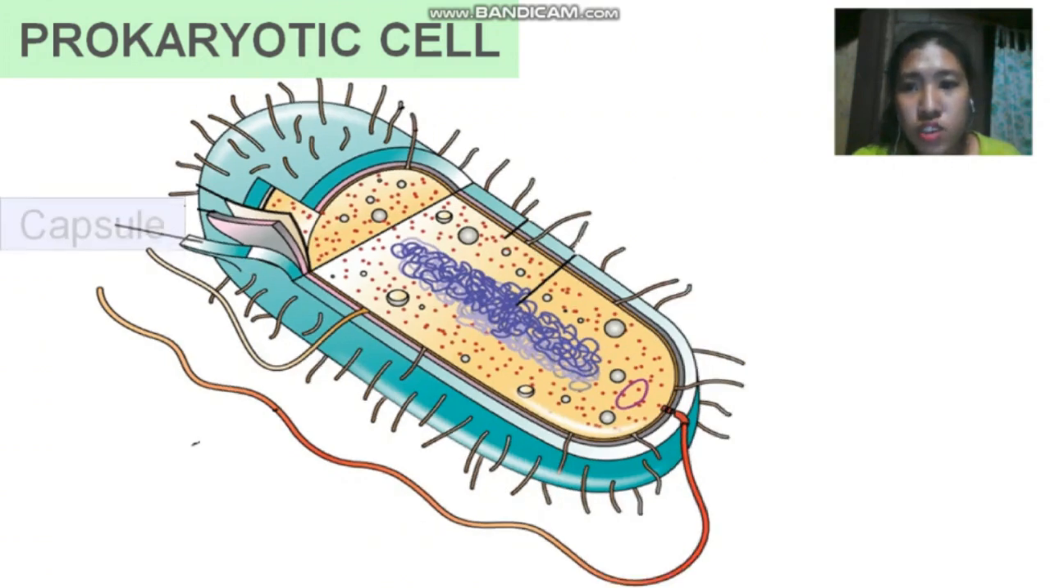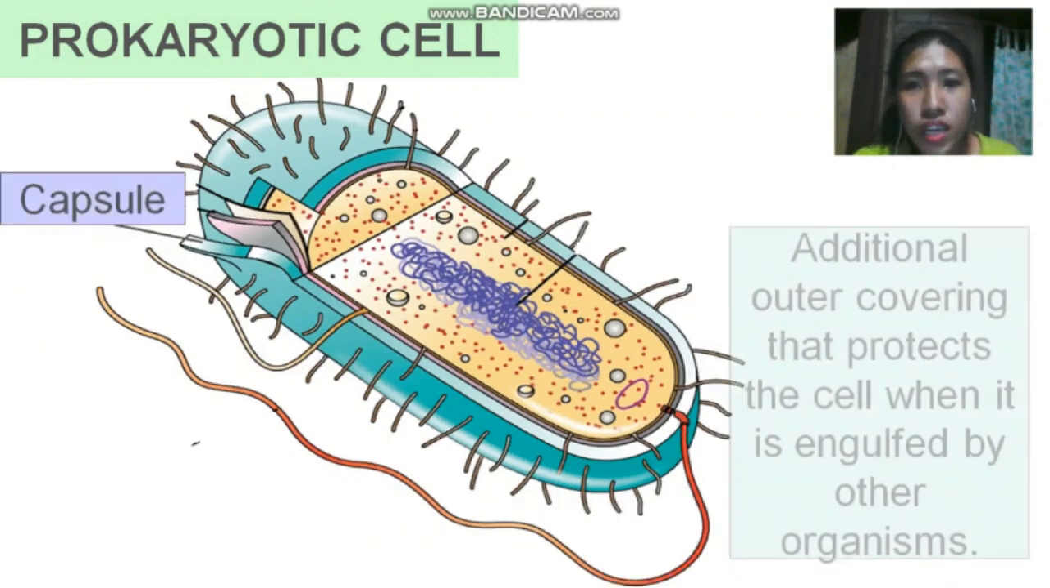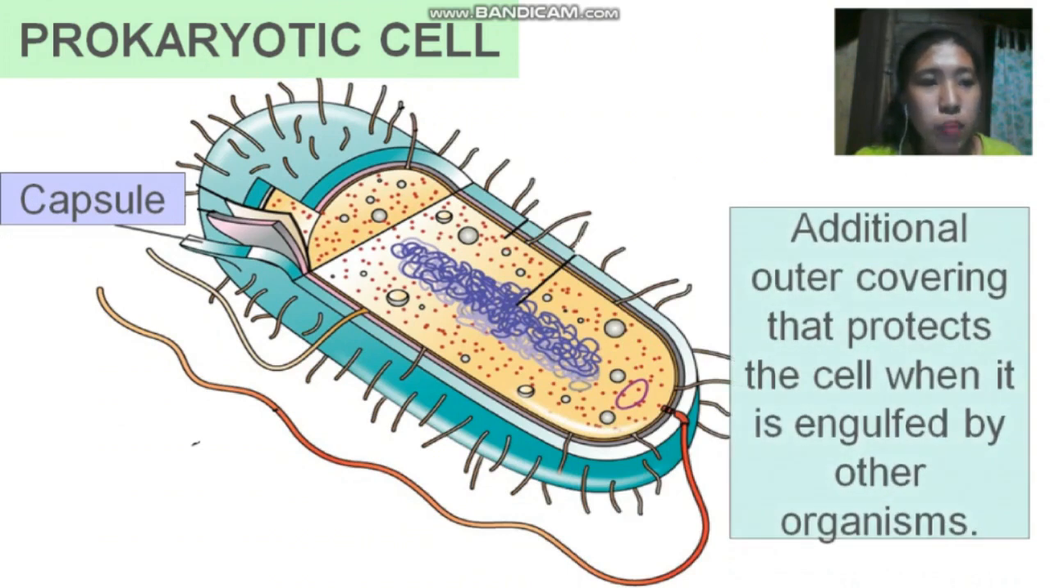In this section, we have the capsule, which is an additional outer covering that protects the cell when it is engulfed by another organism. Class, take note that the capsule also assists in retaining moisture by binding a significant amount of water, making the cells resistant to drying. It also helps the cell adhere to surfaces and nutrients, and serves as a bridge for attachment and repulsion of the cell from other microorganisms.